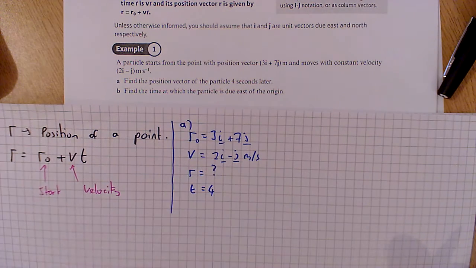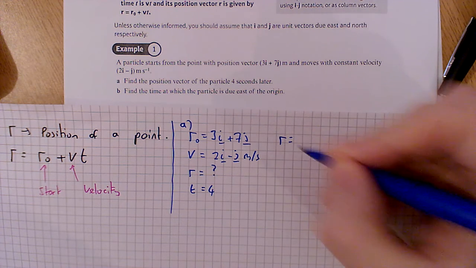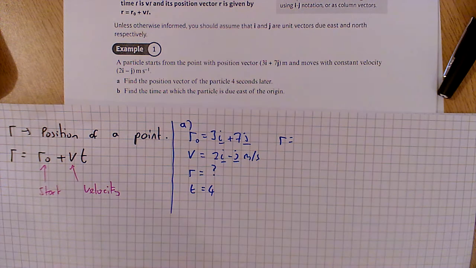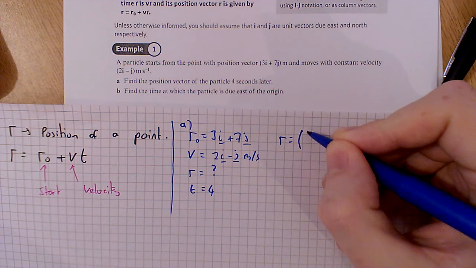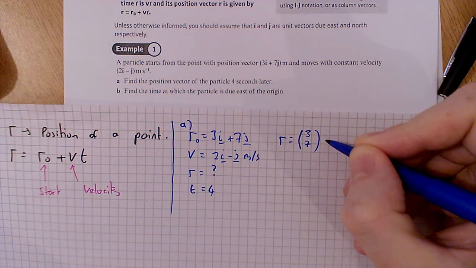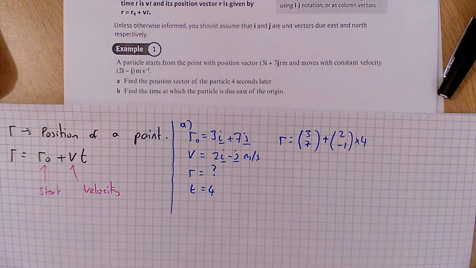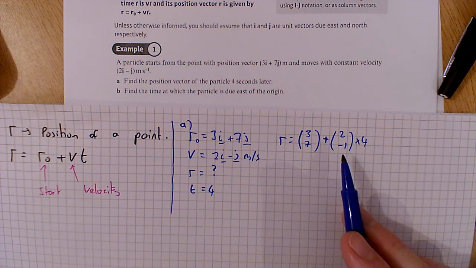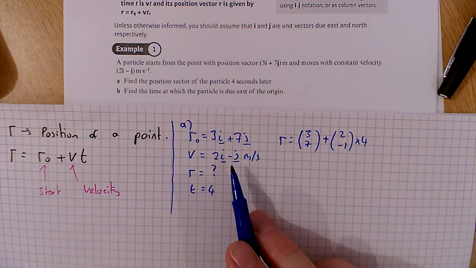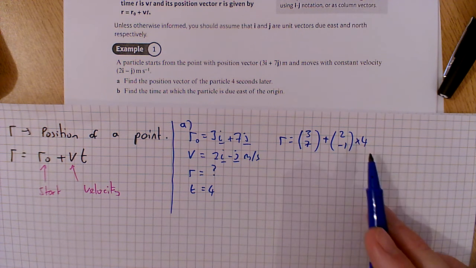So all we're going to do is pop into that formula: r is the start plus the velocity times the time. Throughout this unit, we're going to generally use the column vector form, so everything looks a lot simpler. This is your r0, 3, 7. This is your v, 2, minus 1, which is 2i minus j, and the time is 4. You can see how everything is a vector except for the time, which is just a number.